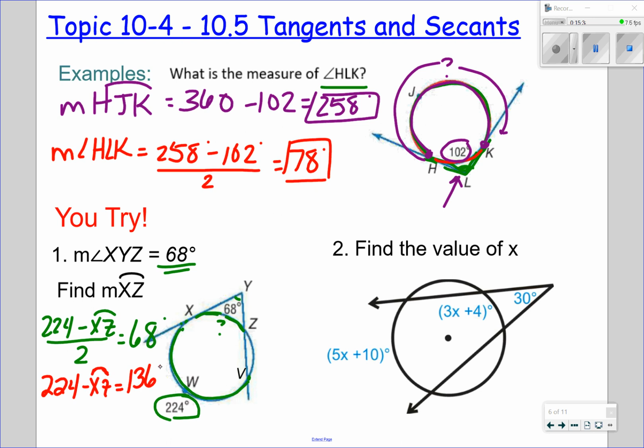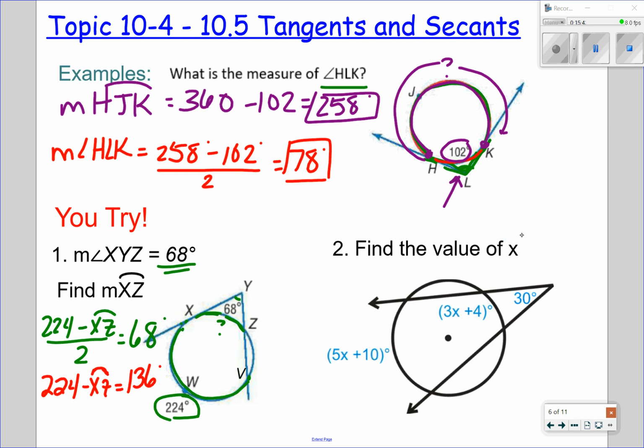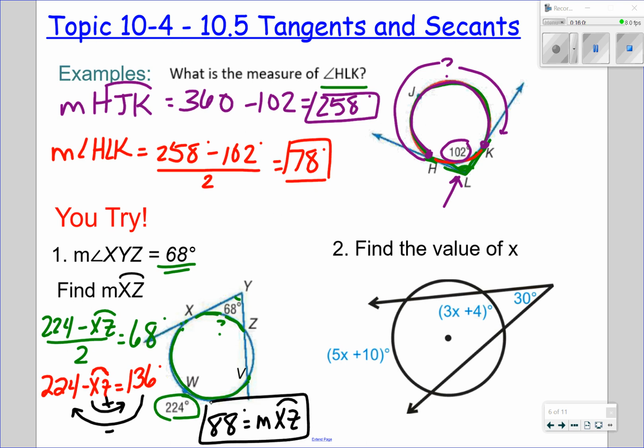Now, once we have this, some people like to combine this all in one step. Some people like to make this 2 steps. I need this arc to be positive. So if I add it over to this side, and then I subtract my 136 to the other side, I'm going to be left with 224 minus the 136 is 88 degrees, and that's going to equal the measure of my arc XZ. So that would be this guy right here. So remember, big arc minus small arc equals the angle.